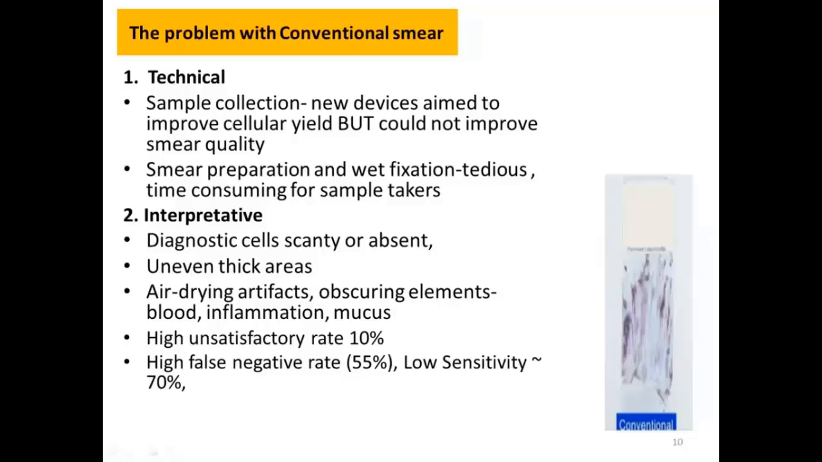So diagnostic cells were often scanty or absent. We had uneven, thick, dark areas which were not properly stained. There were air drying artifacts. The cells were obscured by the obscuring elements of blood, inflammation, and mucus. This resulted in almost 10% unsatisfactory rate and a high false negative rate of 55%. And we could not achieve a greater sensitivity, although we achieved a specificity of 90%, but sensitivity remained at 70%.